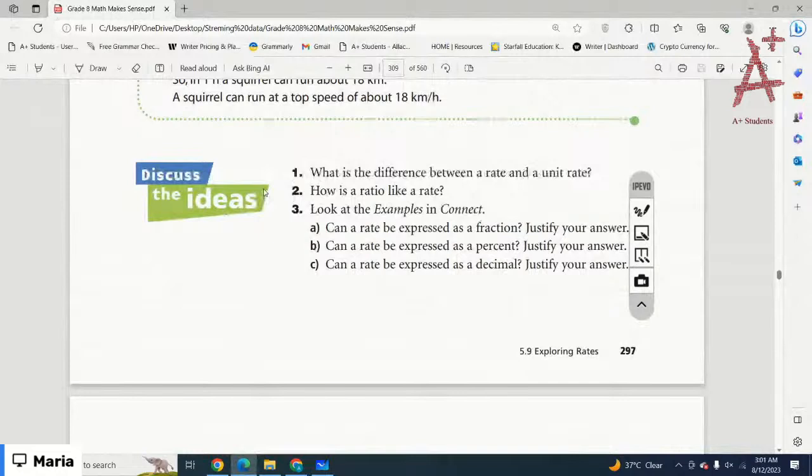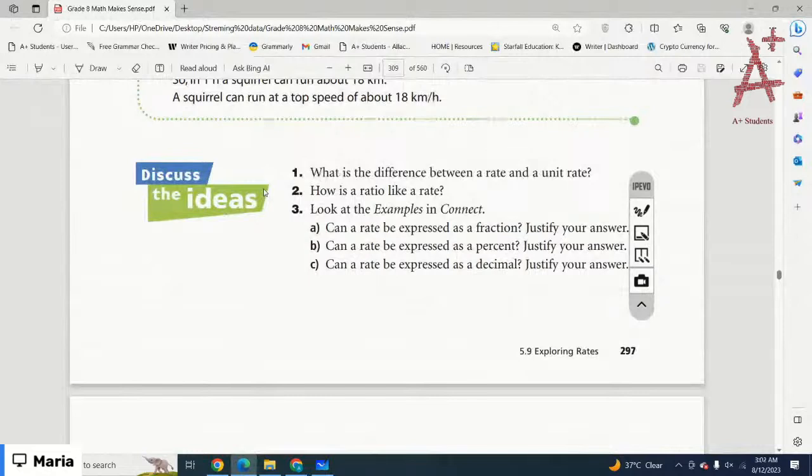When we learned about ratios, we were comparing things with the same units. For example, 4 cups of sugar to 5 cups of water. They are two different things, right? But they are measured in the same unit, 4 cups of sugar and 5 cups of water. With rates, we can compare things with different units, such as 15 kilometers per 1 hour, right?